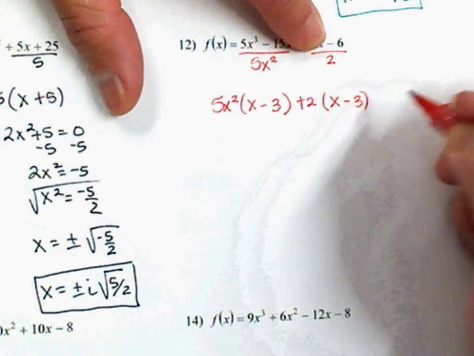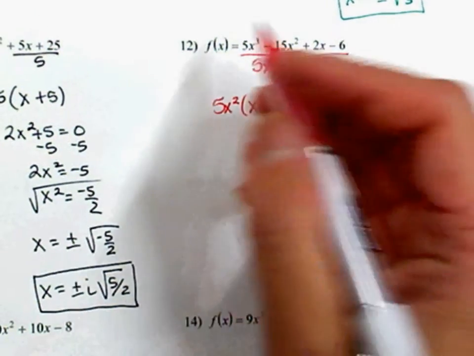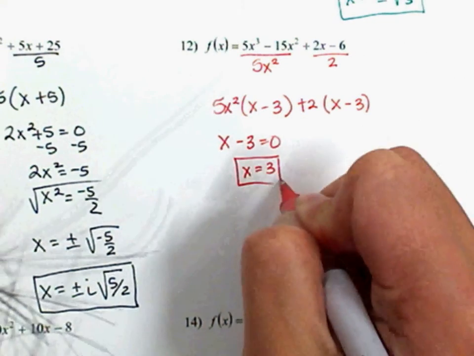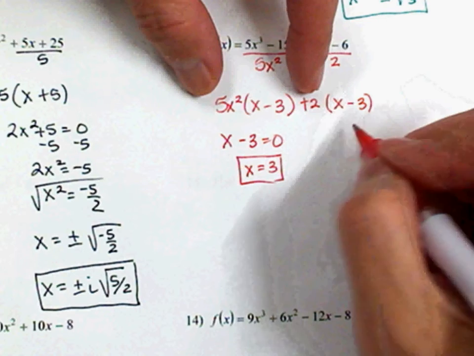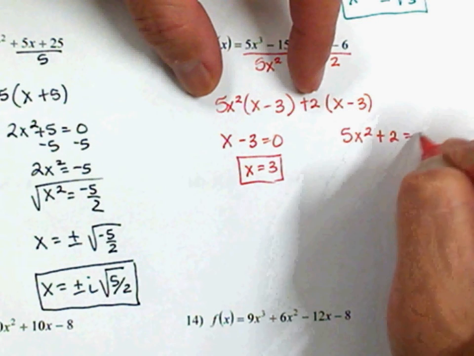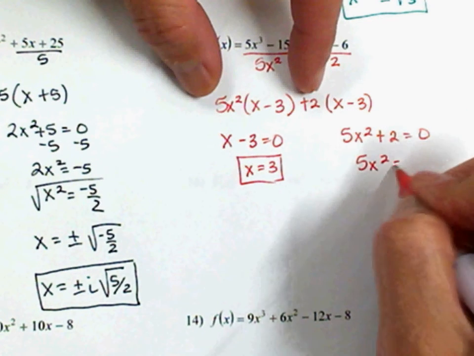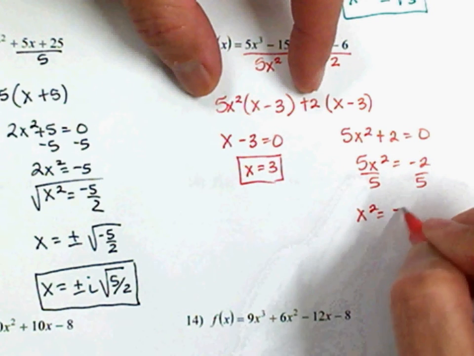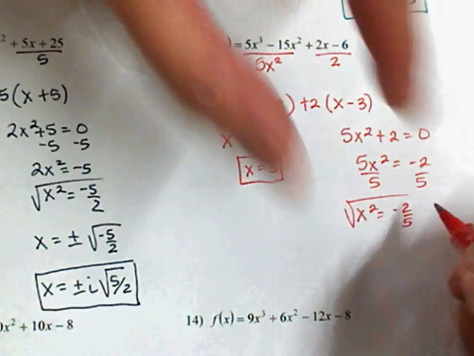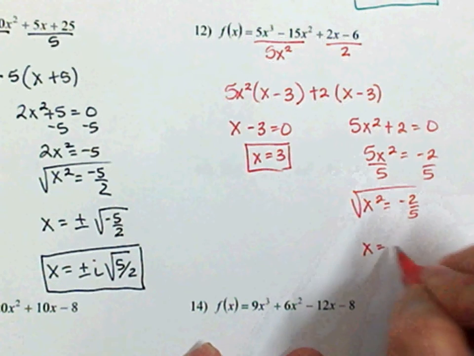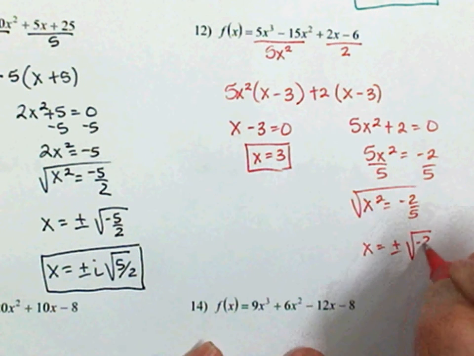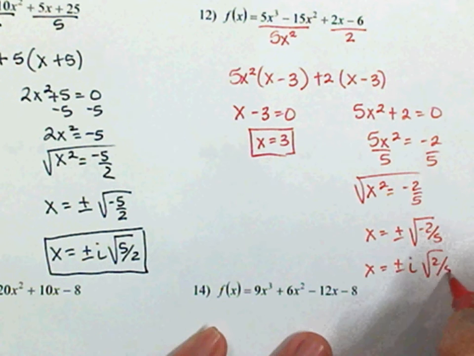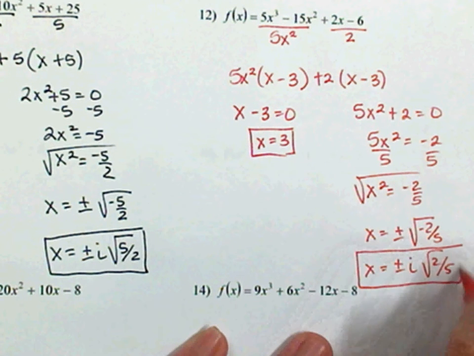You see how they're the same? Set that one equal to 0. Add 3 to both sides. X is equal to 3. The opposites, 5x squared plus 2, set that equal to 0. Subtract 2, divide by 5. X squared equals negative 2 over 5. Take a square root. X equals plus or minus square root of negative 2 over 5. Bring out your negative as an i. So you have 1, 2, 3 answers.